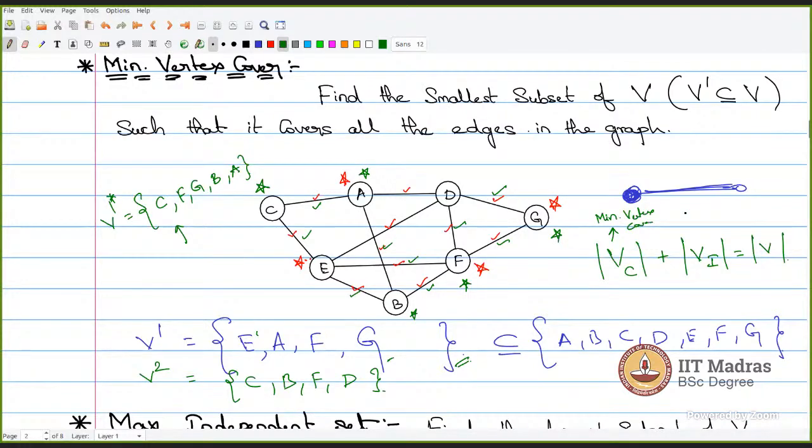Is there a mathematical way of finding this out, a formula for the smallest subset, the minimum vertex cover? No. In fact, I just brought up this NP-hard thing, the unsolvable problems. This vertex cover basically falls into the unsolvable problems.